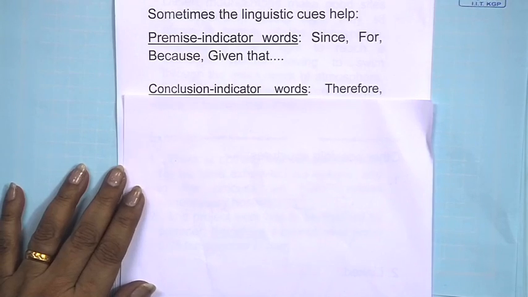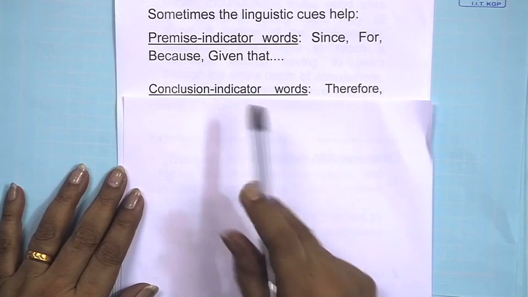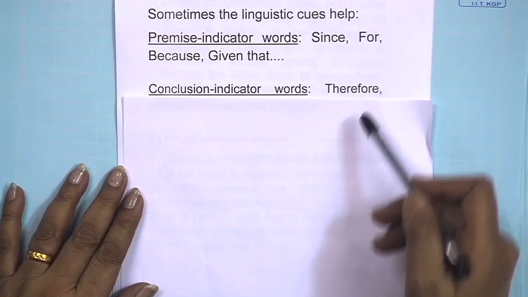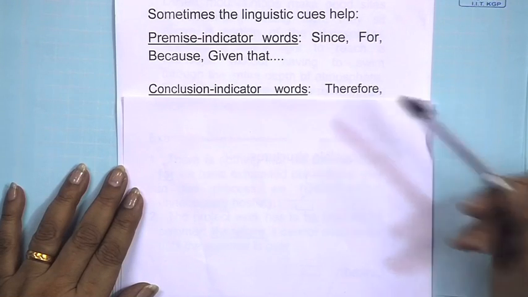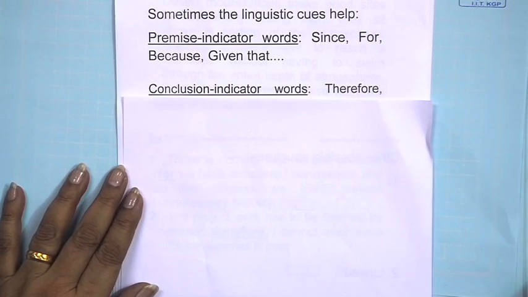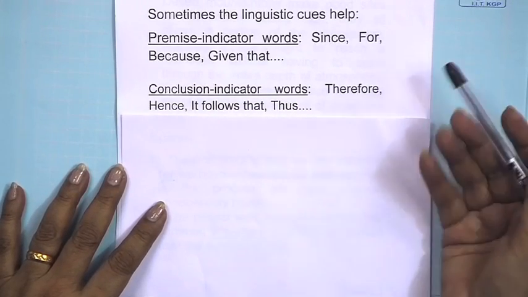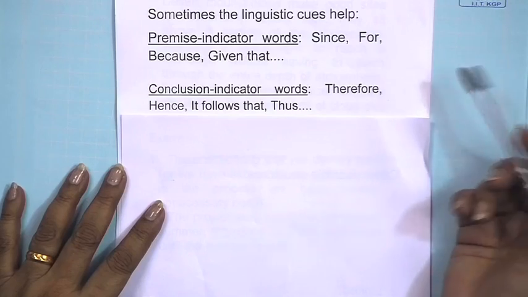Similarly, there are also conclusion indicator words, which indicate that what follows has to be a conclusion. For example, a clear indicator word is therefore. What follows the therefore has to be the conclusion. Hence, it follows that, thus, so, etc. These are not an exhaustive list, but this is just to open your eyes that it is important to read the argument or the passage carefully to see whether there is an argument in it or not.